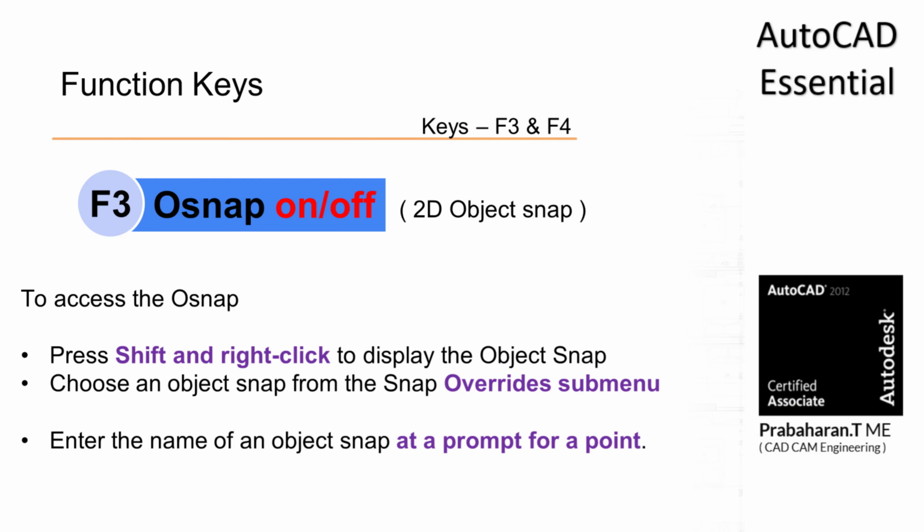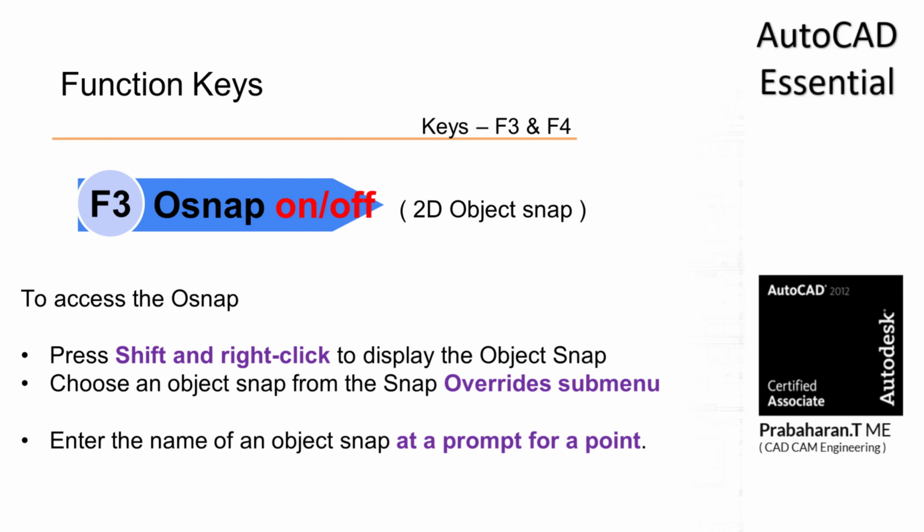Function key F3 means O snap, that means object snap. Object means whatever we are drawing on the AutoCAD screen, that is an object. How to catch, how to hold a particular property of the object.